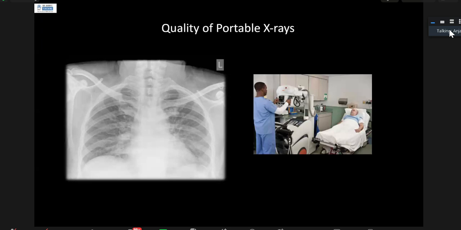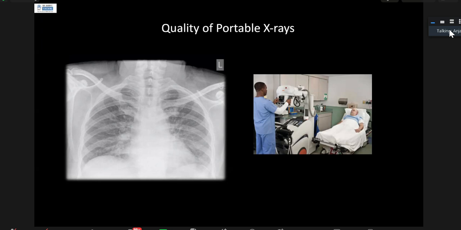Portable X-rays are always a deviation from a standard PA view. With a portable X-ray, we cannot aim to get a fixed tube to film distance. Like I mentioned before, the four factors that we need for a standard X-ray are PA view, erect position, tube film distance of 180 centimeters or 6 feet, and breath held in deep inspiration.